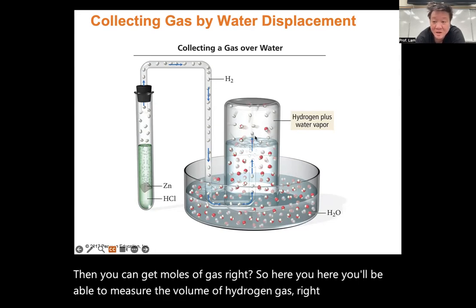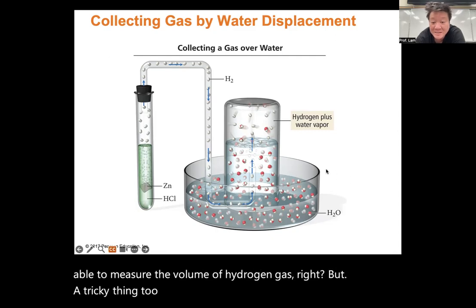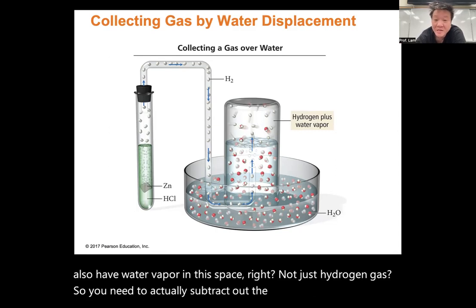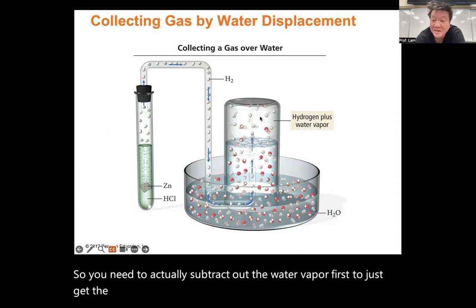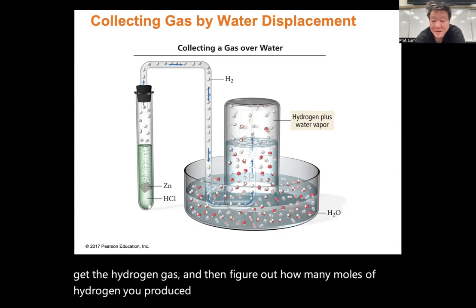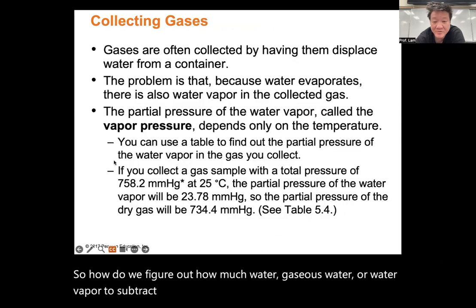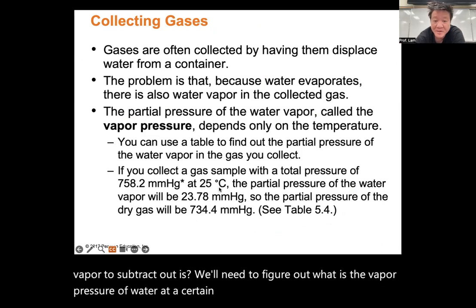But a tricky thing is that since this was collected over water, you also have water vapor in this space, not just hydrogen gas. So you need to first subtract out the water vapor to get just the hydrogen gas, and then figure out how many moles of hydrogen you produced. How do we figure out how much water vapor to subtract out? We need to figure out the vapor pressure of water at a certain temperature.